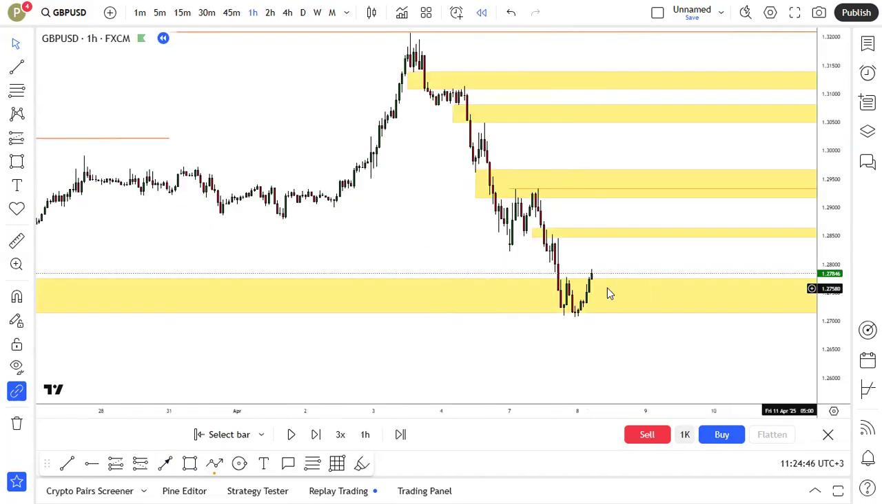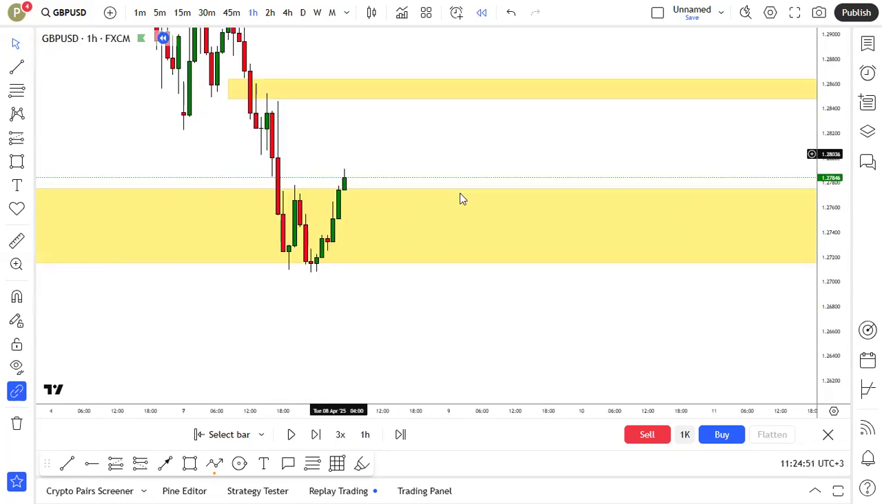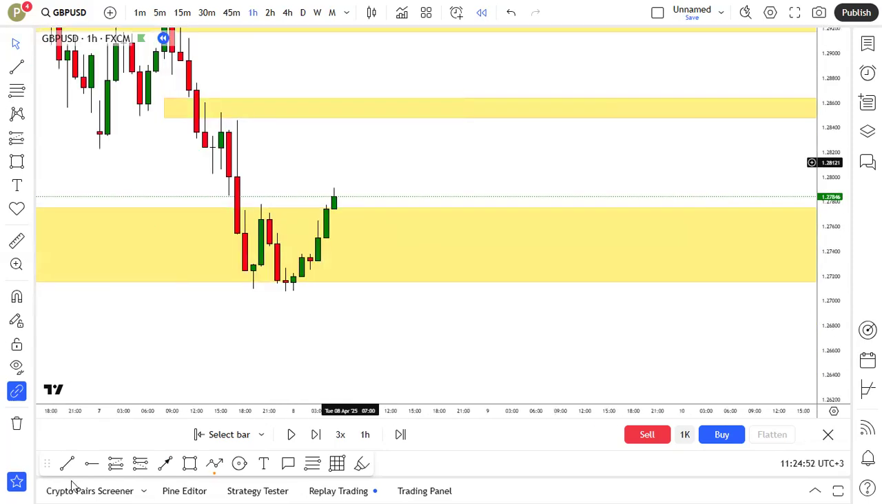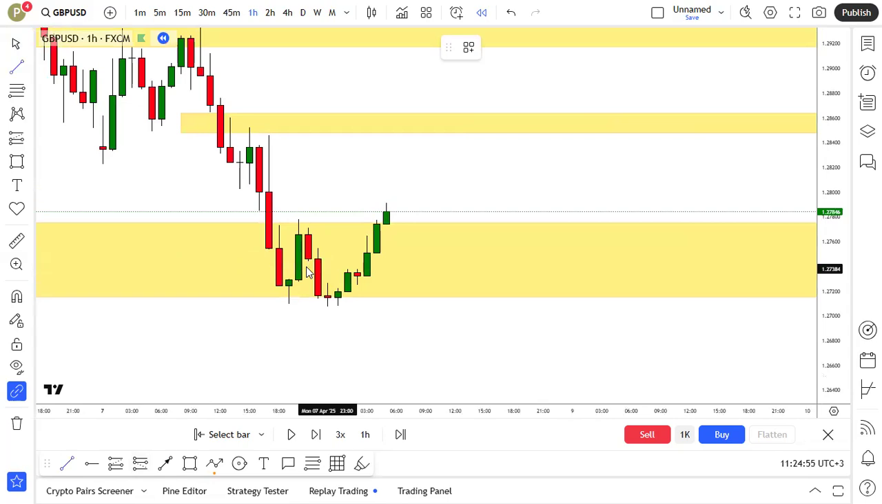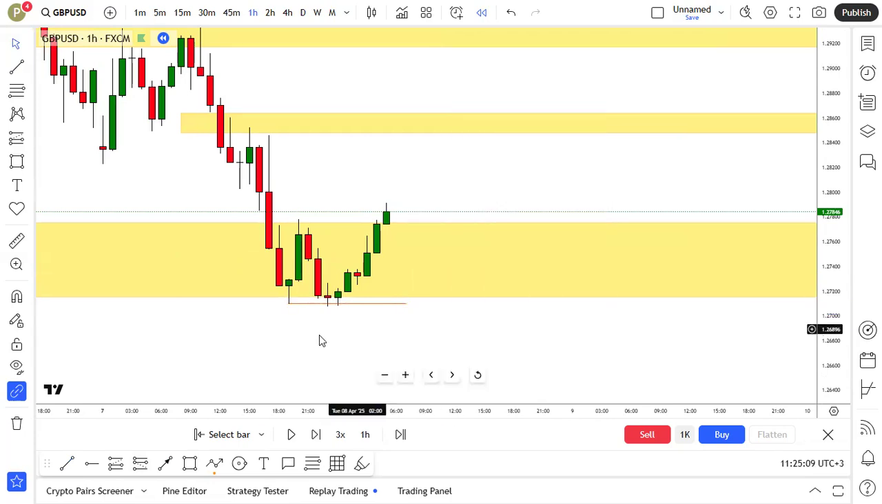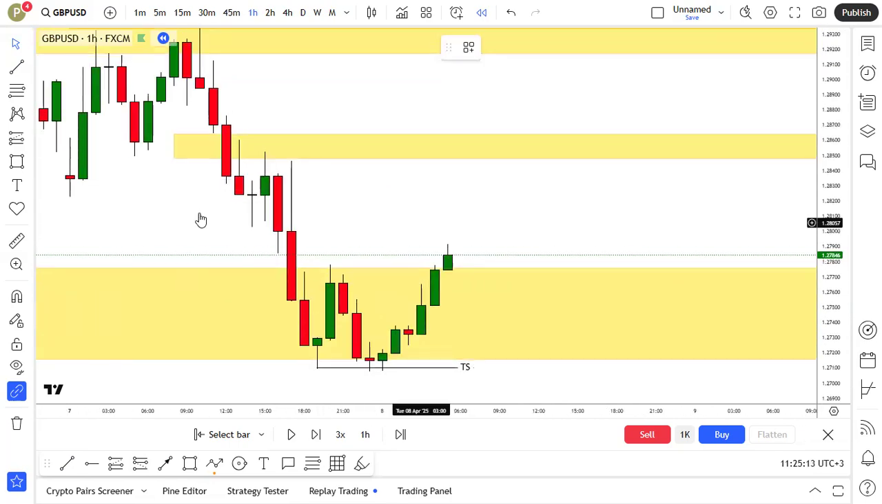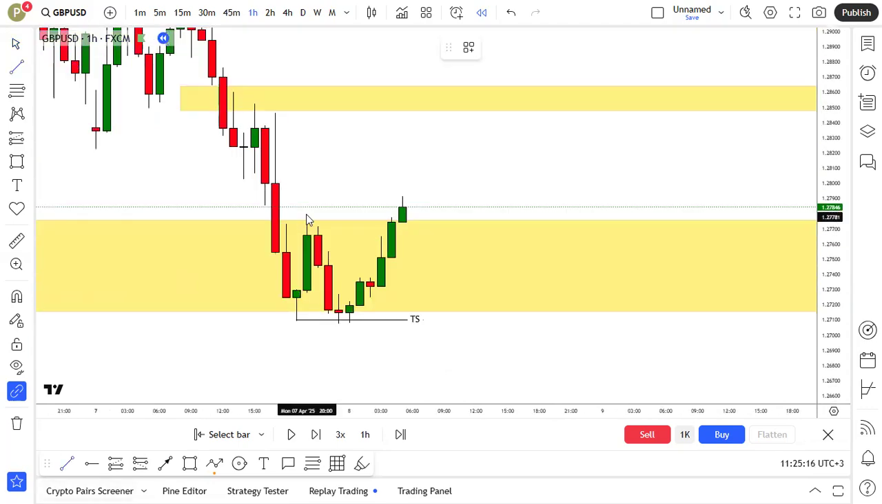So you can see here price is already showing the reversal, what you call the market structure shift. Very beautiful price action. But before we had the market structure shift, look closely here. We had this sell side liquidity sweep, a liquidity sweep in the form of a stop sweep. And we have a market structure shift here.